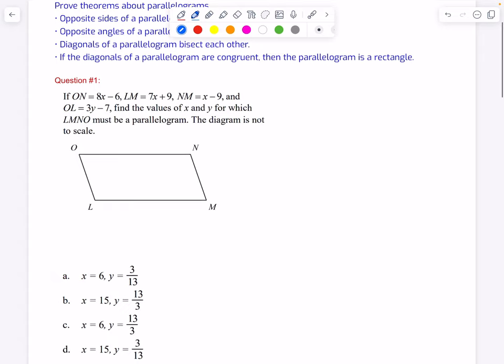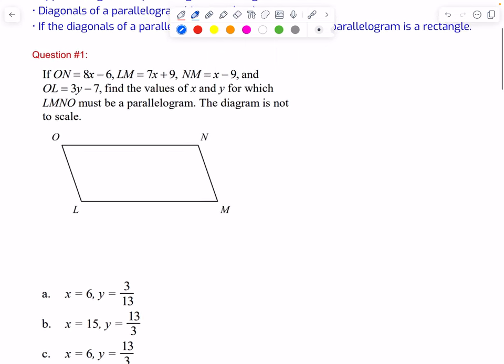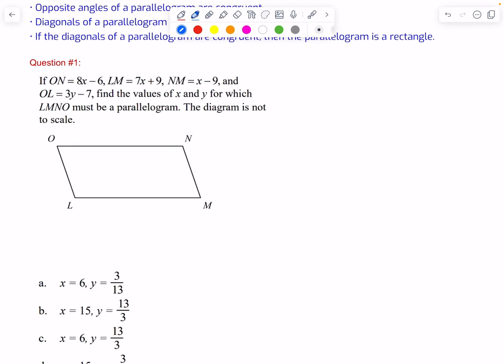So for question number one, they've drawn a parallelogram and they said if ON equals 8x minus 6. So let's start by labeling what they're telling us. So ON is 8x minus 6. LM is 7x plus 9. NM is x minus 9. And OL is 3y minus 7. And it says find the values of x and y for which LMNO must be a parallelogram. And the diagram is not drawn to scale.